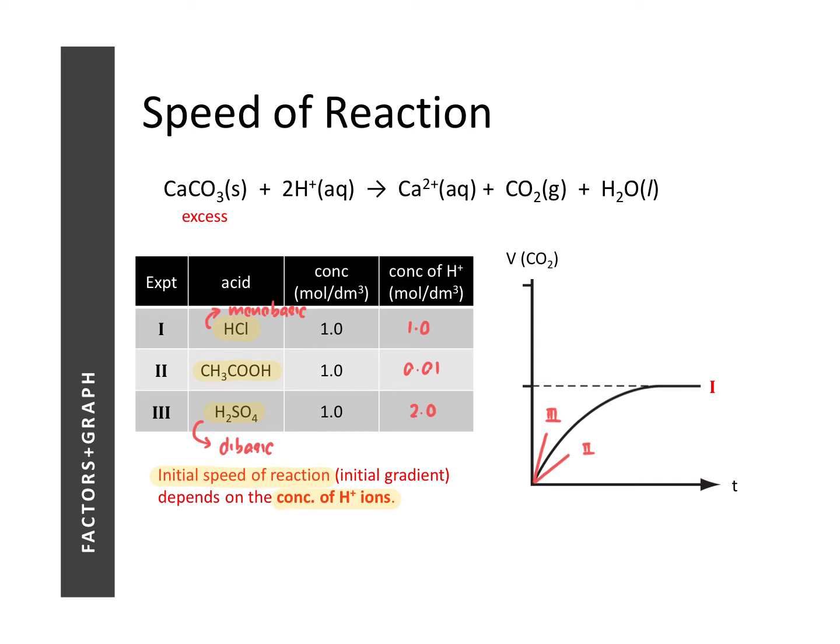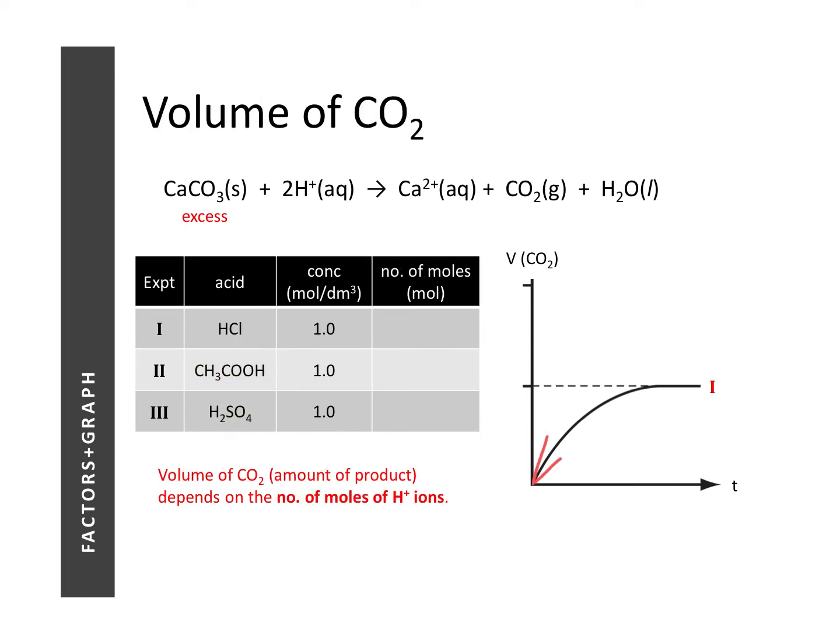Now we'll go on to look at the second important point in a speed of reaction graph, which is the final volume of CO2 gas produced, and see whether it depends on the acid that we use or not. Now, to find the total volume of CO2 produced, it is essentially a chemical calculation question, and chemical calculation questions require the use of the 3C approach. So the first C would be convert to moles.